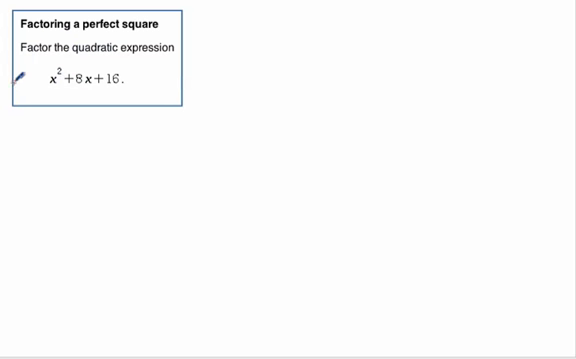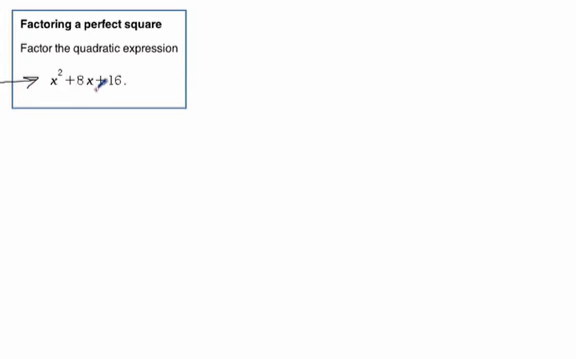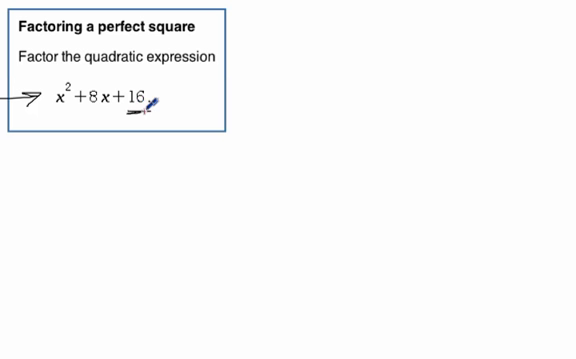Here we've got x squared plus 8x plus 16. We notice that this is a perfect square, 16, and we check. What's the square root? 4. Does 4 and 4 make 8? Yes, it does. So therefore, we know we've got x plus 4 quantity squared. So again, you begin to see a pattern.